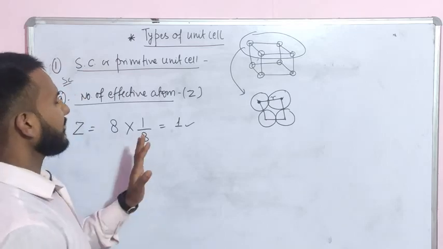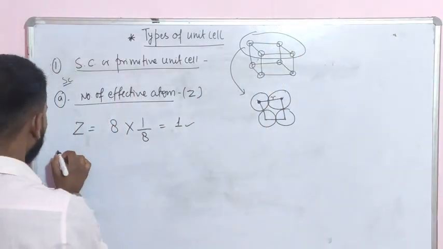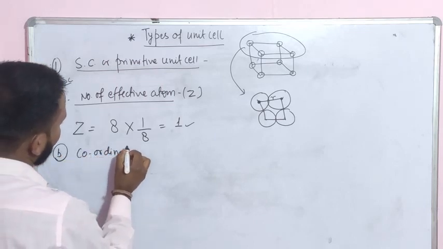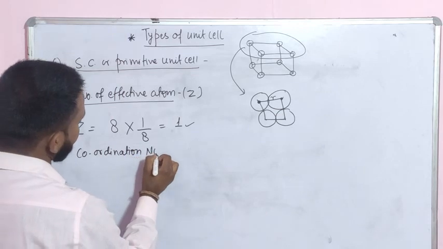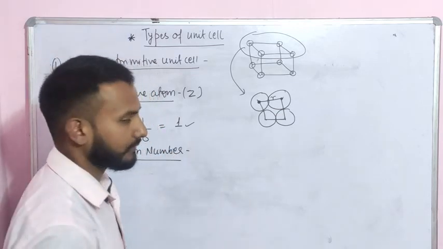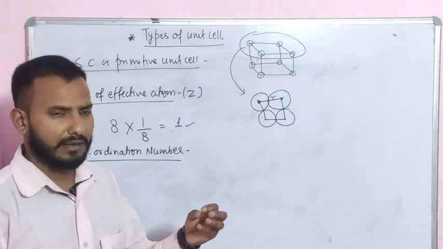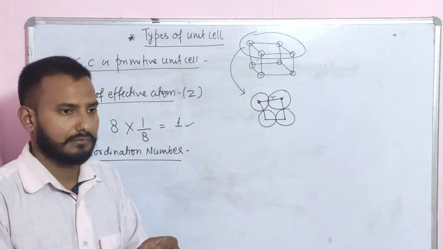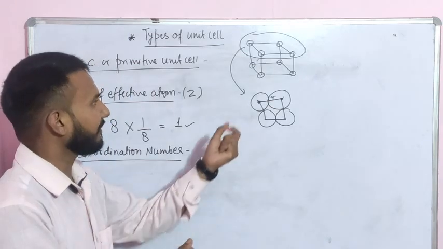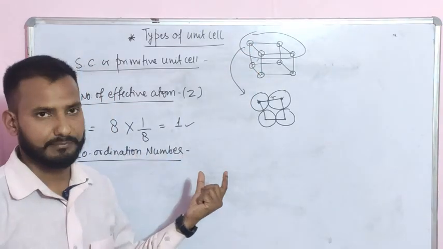Now just look at this image, and with the help of this structure we are going to calculate its coordination number. Next heading, coordination number. This is a new term for you. So what is the coordination number? Actually, students, coordination number is the number of nearest touching atoms. How many atoms will touch it if any atom is present? So the number of nearest touching atoms is known as its coordination number.